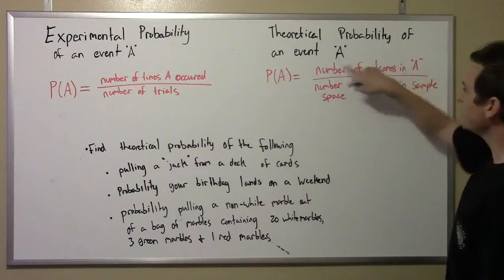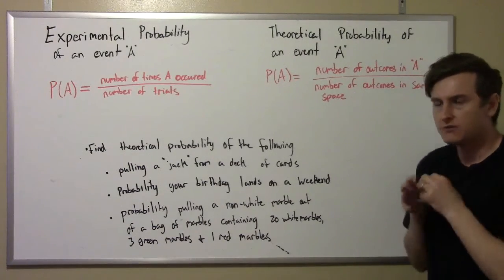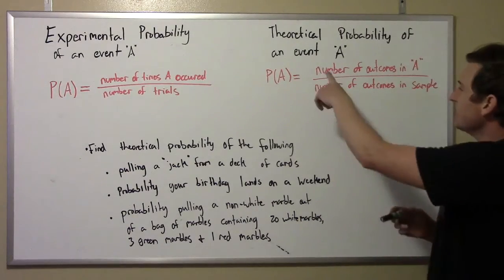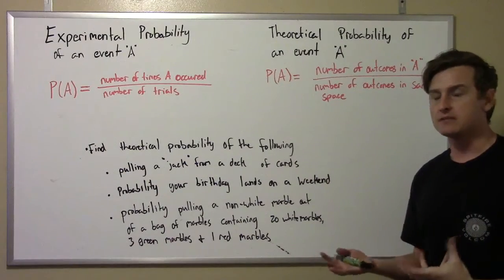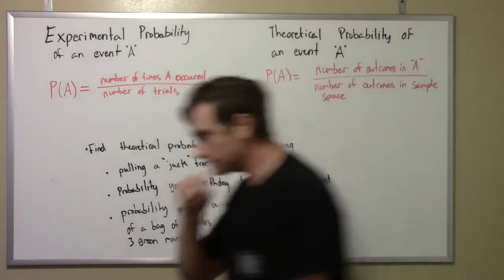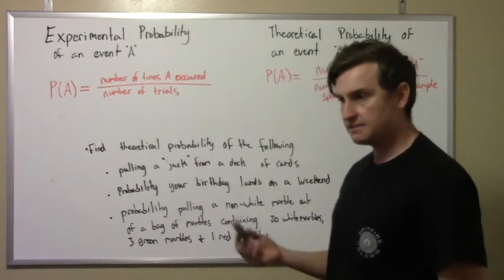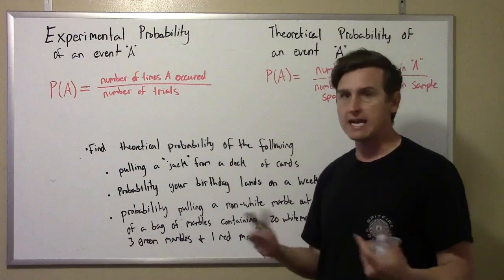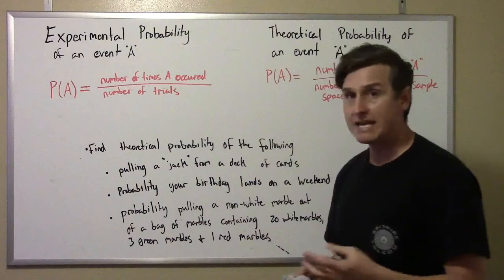Now, I don't particularly like the wording on the top. I don't find it intuitive or useful. If you like it, great. But what I like to think about for this top line is the number of ways for A to happen, because sometimes there's more than one way. In the dice example, there was more than one way to get an even, because you can get a 2, a 4, or a 6. So sometimes there's more than one way to get what you want.